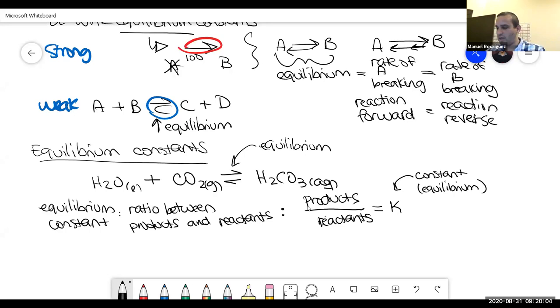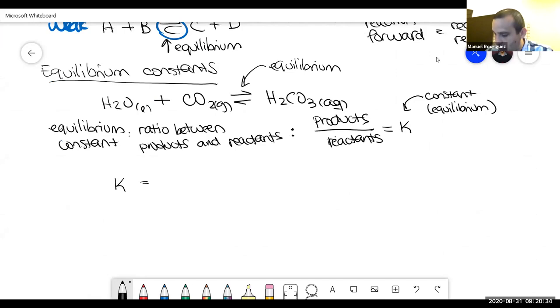Even though you're forming more A and more B, the ratio of the two is going to be the same, because every time you form one A, you also form one B, because they keep pushing each other back and forth. Does that make sense? It doesn't really matter what the numbers are, that ratio between the two is going to be the same: 2 to 1, 3 to 1, whatever that is. So for this reaction, K is going to be the product, which in this case is H2CO3, over the reactants, which in this case are H2O and CO2.